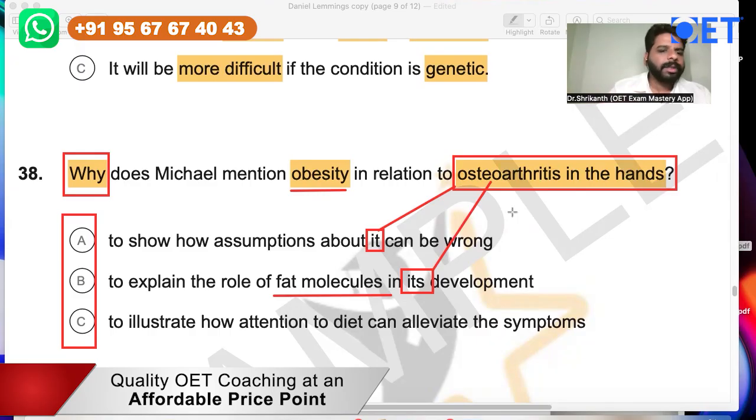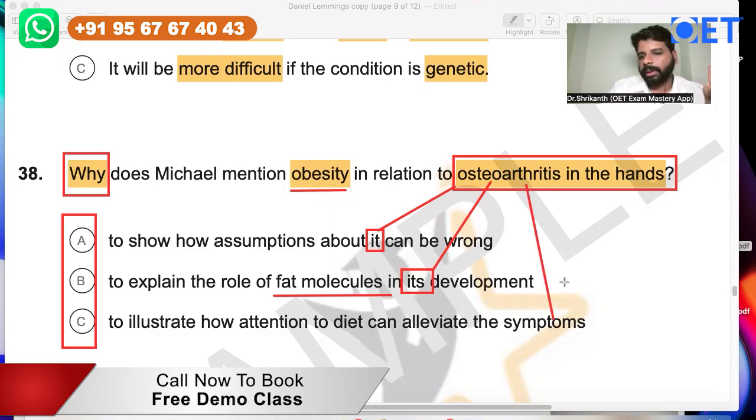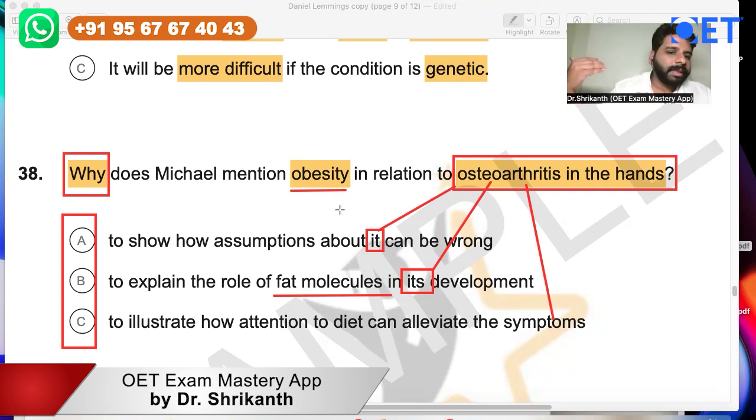And here, to illustrate how attention to diet can alleviate the symptoms. Again, symptoms of what? Symptoms of osteoarthritis, not obesity. So he's using obesity to illustrate how, if a patient is giving attention to their diet, it can minimize the symptoms of osteoarthritis in the hands. For that, he's using obesity as an example to explain that reason.